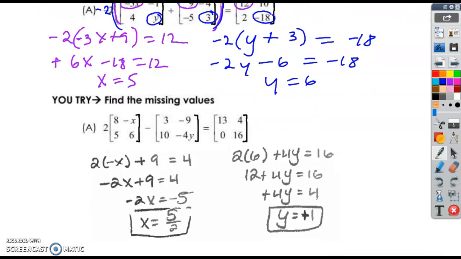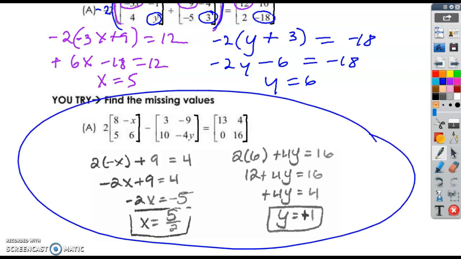Now the you-try is very similar. If you'd like to, you can go ahead and try it. Press pause. If not, we're moving on.